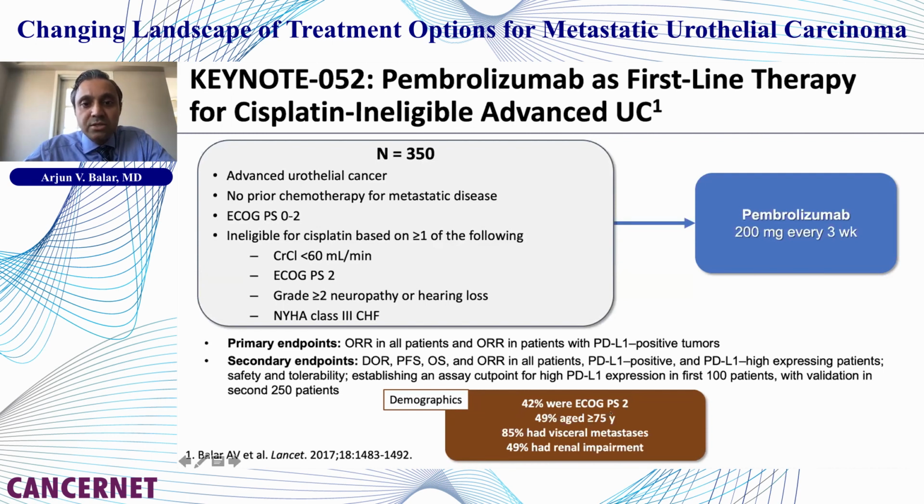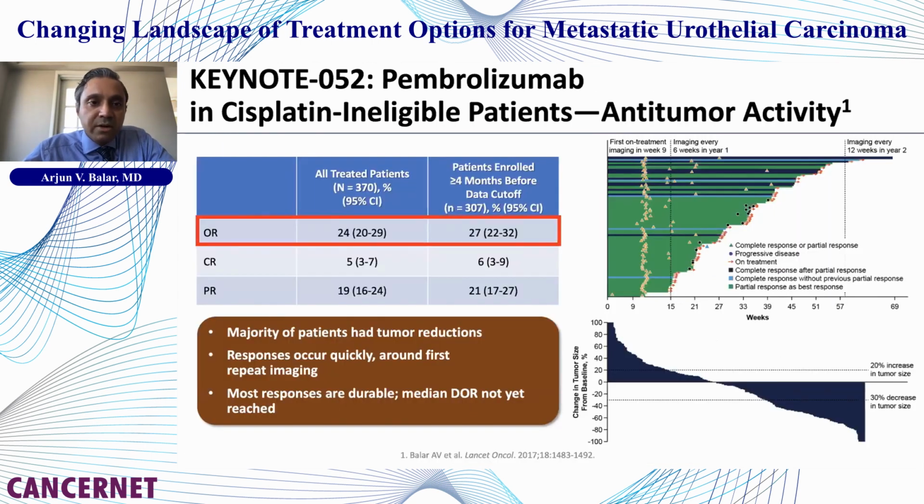42% of patients were PS2. 49% of patients were above the age of 75. And what this tells you, again, is that there's a whole group of patients with advanced bladder cancer who are not eligible for cisplatin chemotherapy and for whom this type of treatment is very, very attractive. So the primary analysis that we published in the Lancet in 2017 had a 24% response rate for patients at the time of the analysis.